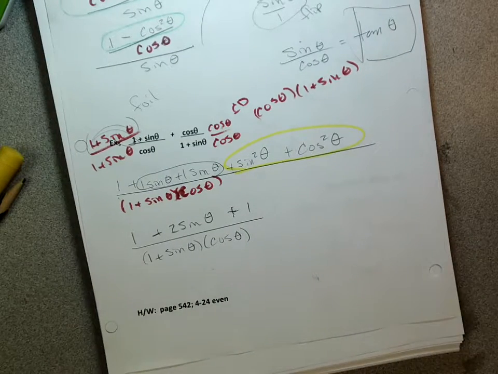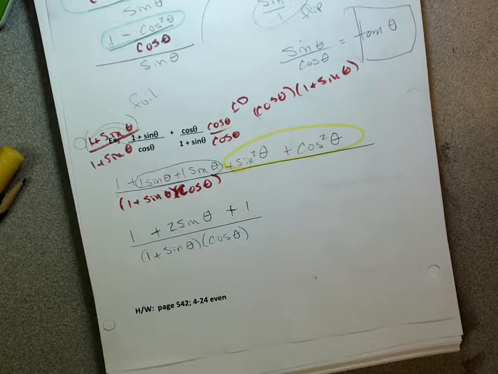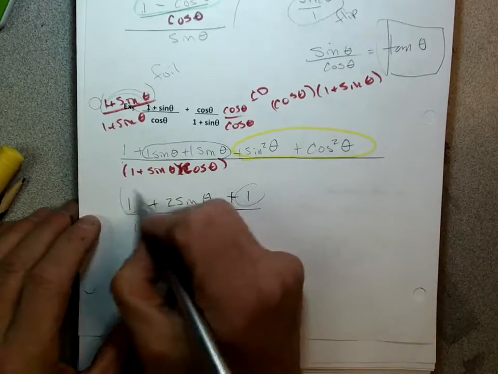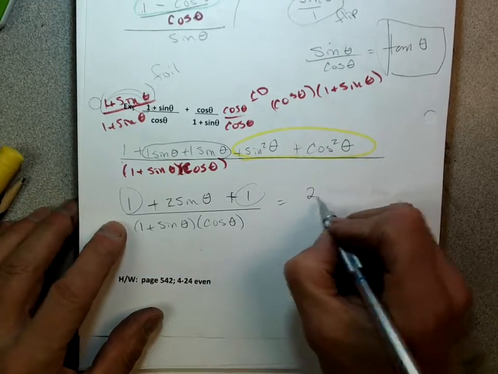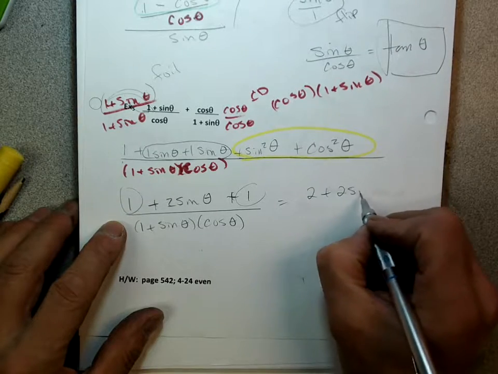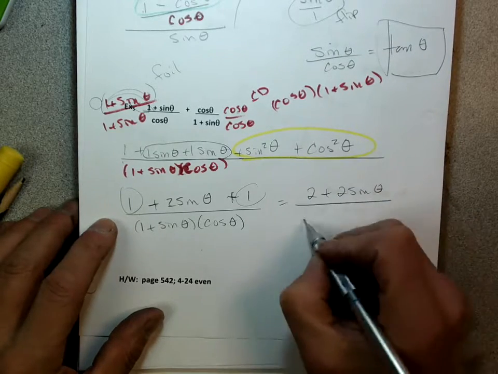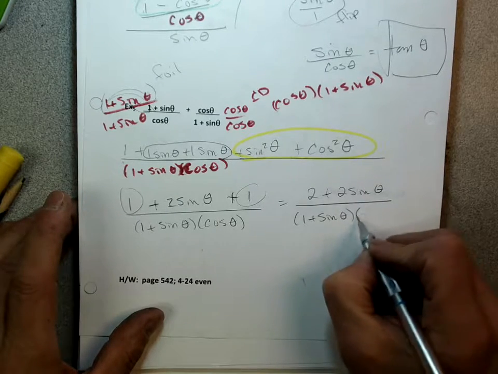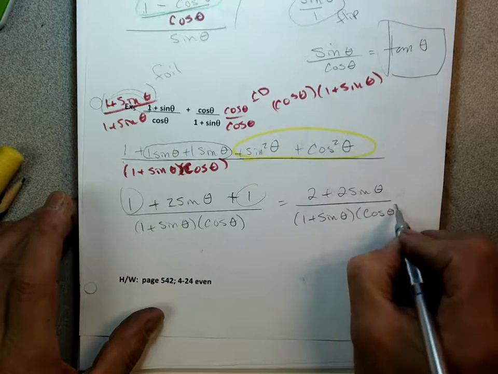Now, hopefully you can see something else. I'm really hoping you can see something very obvious. What is it? You have to FOIL it? What's 1 plus 1? 2. Oh, gosh almighty. 1 plus 1 is 2, isn't it? So we can actually put the 1 and 1 together. So I have a 2 plus a 2 sine theta over a 1 plus a sine theta cosine theta. Okay?